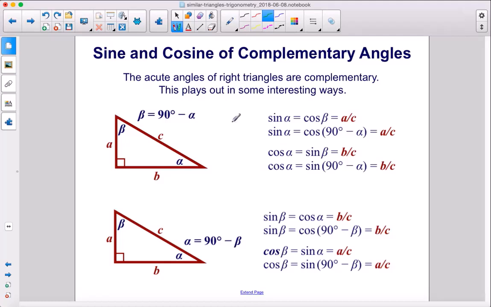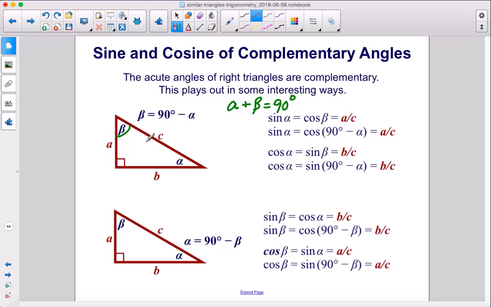Sine and cosine have complementary angles. The acute angles of right triangles are complementary. This plays out in some interesting ways. So we know we have alpha and beta here, and we have a right angle. Therefore, alpha plus beta equals 90 degrees. So if we solve this for beta, we get angle beta equals 90 minus alpha, because we just move this alpha to the other side. And down here we have alpha equals 90 degrees minus beta.